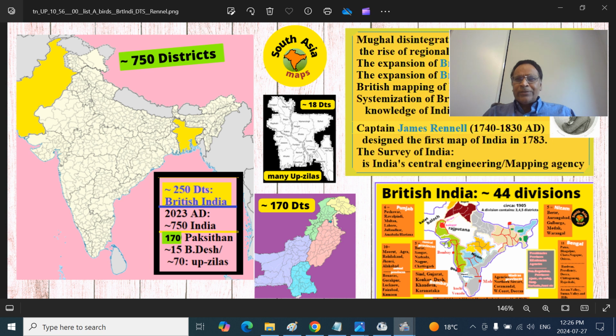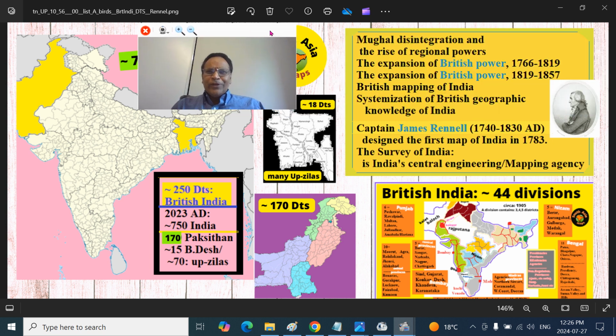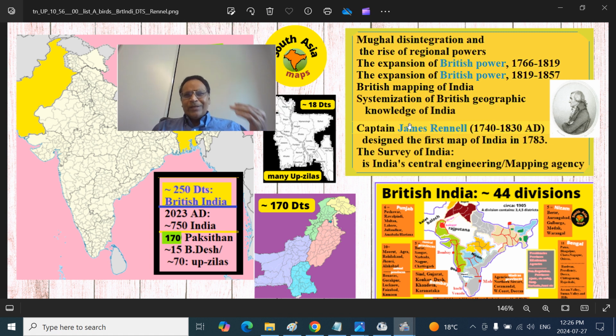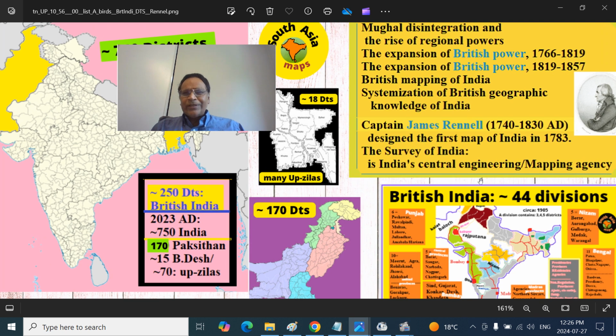Actual district formation began after the Battle of Plassey, Battle of Buxar, around 1764, when the British East India Company ruled. Company Bahadur appointed James Rennell, who is considered to be the father of Indian geography, and he started systemization of the British geographic knowledge in their dominions in Asia, Bharat. So that's how the districts were started.